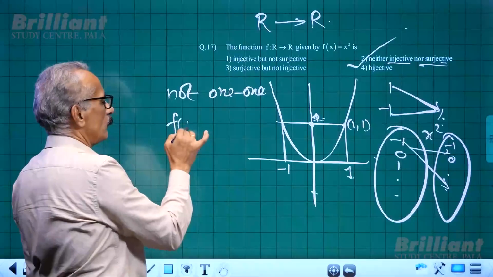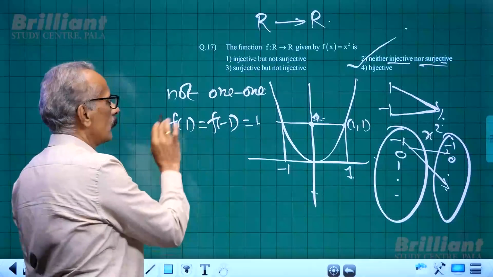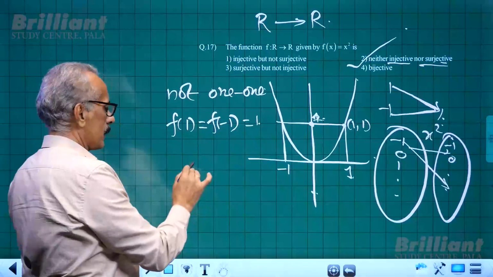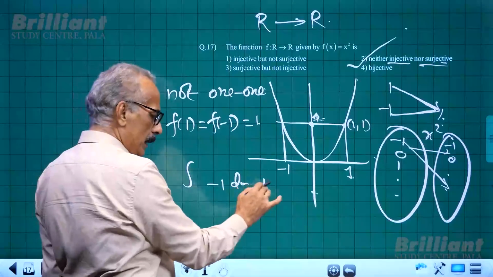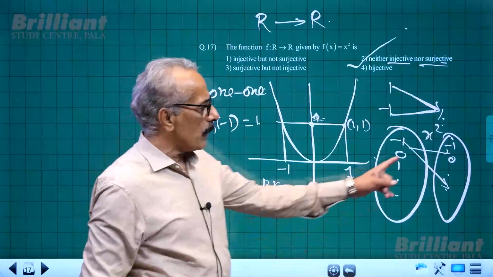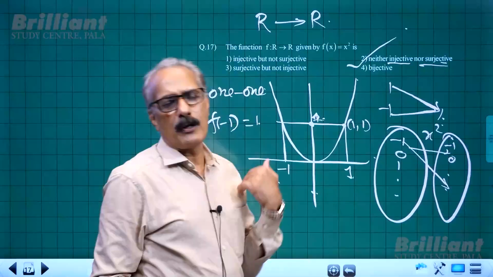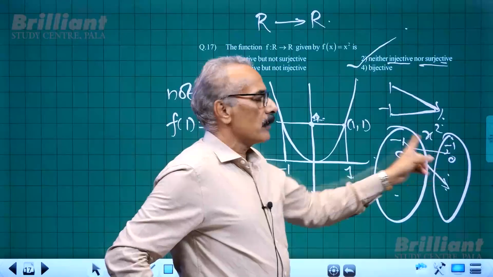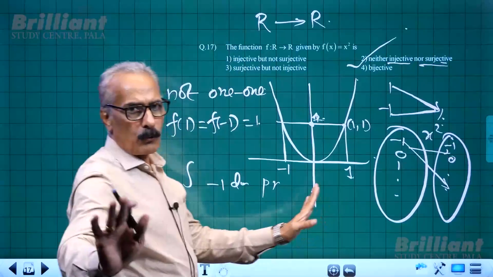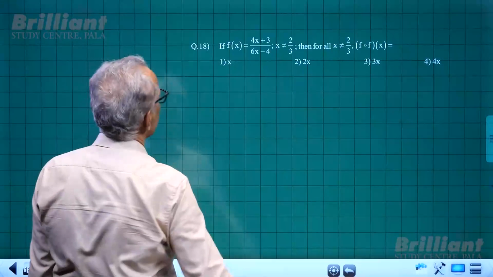Reason: f of 1 is equal to f of minus 1 equal to 1. So, that is not one-one. Next, minus 1 does not have any pre-image. If there is at least one element in the codomain which doesn't have any pre-image in the domain, it is not onto. So, the codomain here is the set of real numbers, and minus 1 doesn't have a pre-image. So, it is not onto. Not onto, not one-one. Okay. We'll move on to the next question.